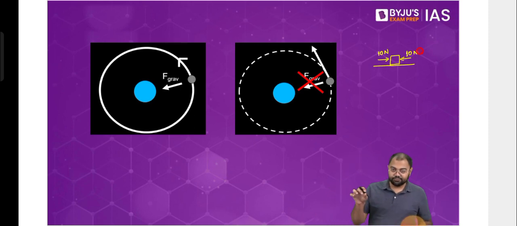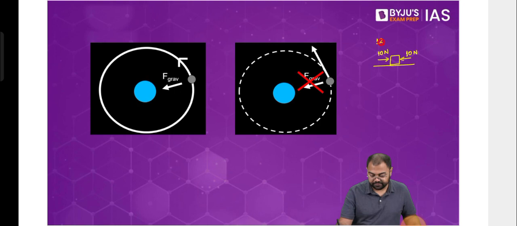Now if person one increases this force to 12 newtons instead of 10, and this remains 10, then what happens? It will start moving in this direction, right? So as long as you have unbalanced forces, the motion will happen in one direction. As soon as you have forces balanced from all sides, it will remain in its place.